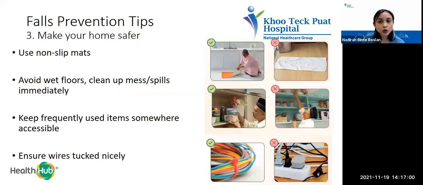So the next tip will be to make your home safer. How can you make your home safer? Remember at the start, it was shown that the biggest cause of falls was tripping. You can make your home safer by using non-slip mats to replace loose rugs. Avoid wet floors, and ensure you clean up messes or spills immediately so that nobody will slip and fall. Avoid placing items that are required daily, such as plates, in hard-to-reach areas, and keep frequently used items where they are easily accessible. Next, ensure that wires are tucked nicely and neatly.